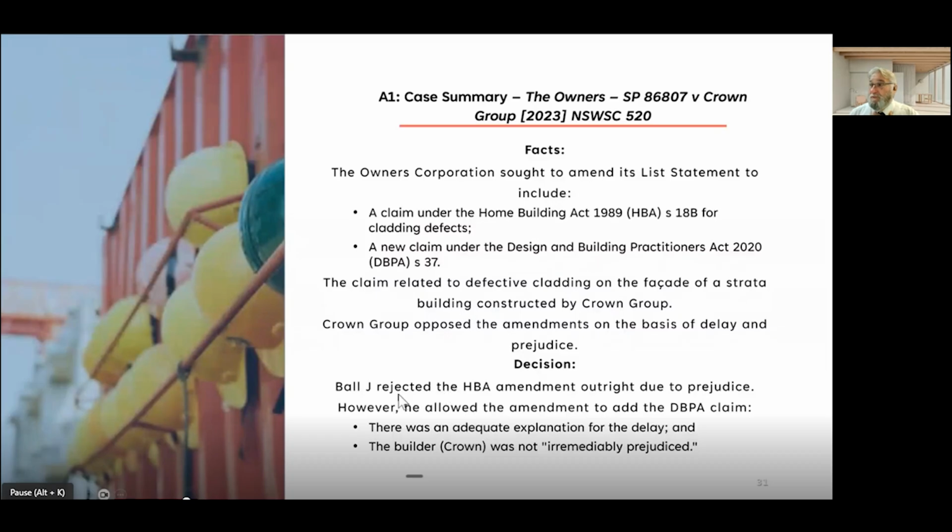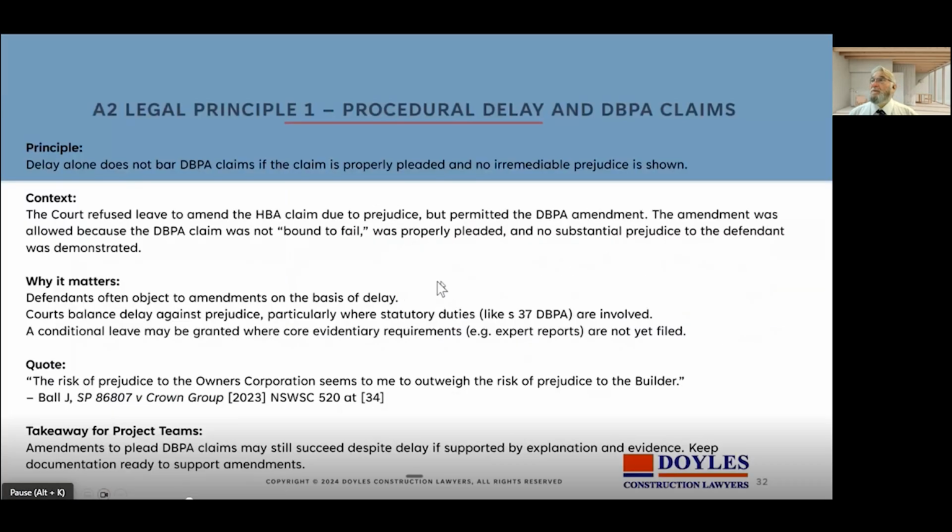And there the judge rejected the Home Building Act amendment due to the prejudice being the delay that there was in bringing it. However, he allowed the amendment to add the new claim. There was an adequate explanation of that delay, and the builder was not prejudiced. So you'll see that this Act is coming in and it's making sure that there is a claim there to be looked at.